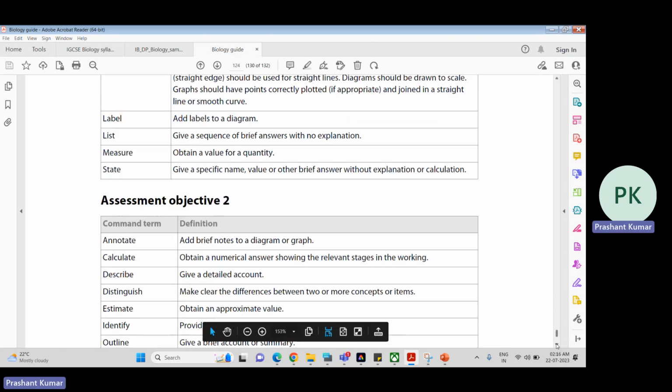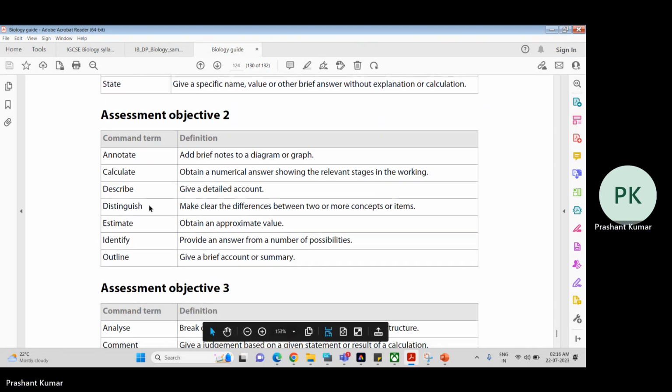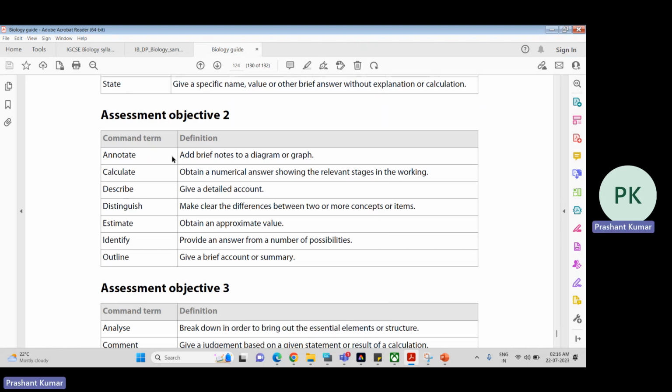In assessment objective 2, there are slightly different key terminologies, like annotate. Annotate means you have to give a brief note on the diagram or the graph. Generally IB asks questions to annotate the graph. Then you have calculate. So you have to obtain a numerical answer by doing some work, maybe finding percentage increase, percentage decrease, difference. Anything they can ask. Describe: you have to give a detailed answer of that particular term.